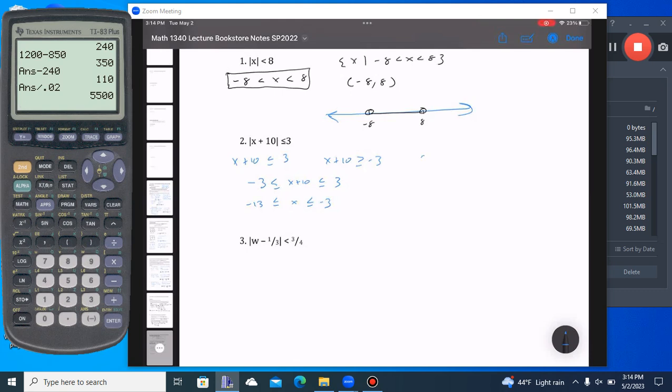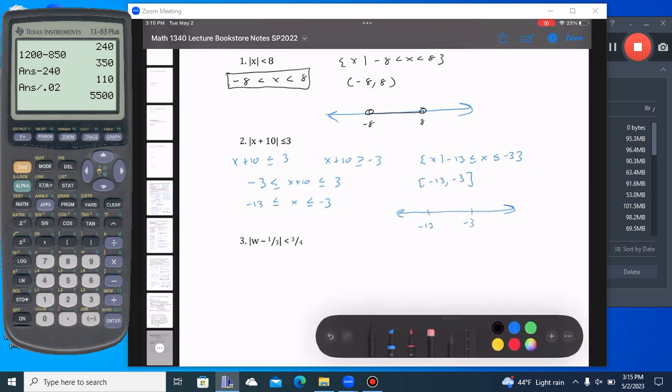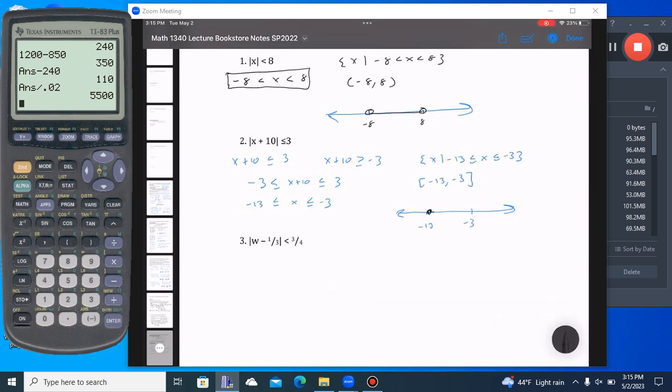So set notation, negative 13 is less than or equal to x, which is less than or equal to negative 3. Interval notation, these are including both negative 3 and negative 13. And graphing, includes both and everything in between.